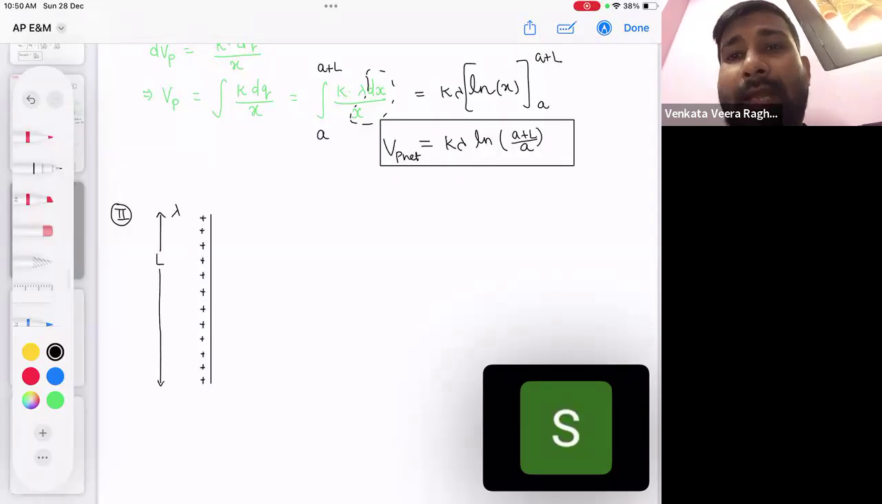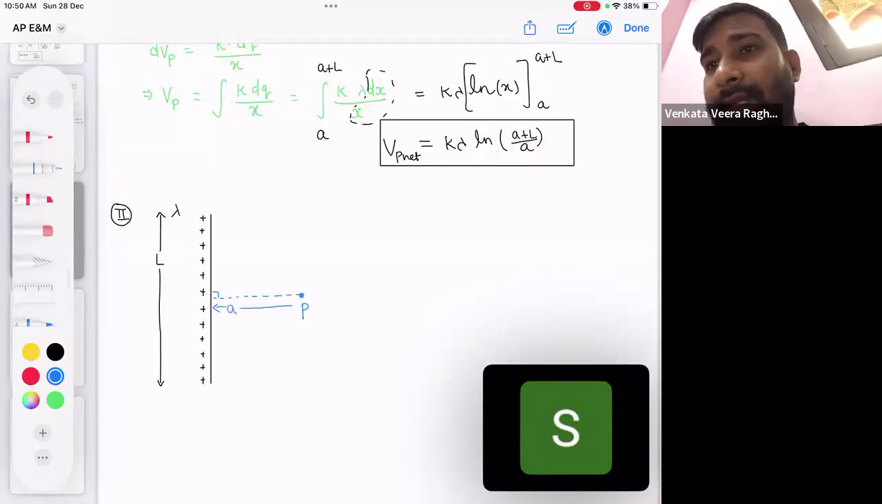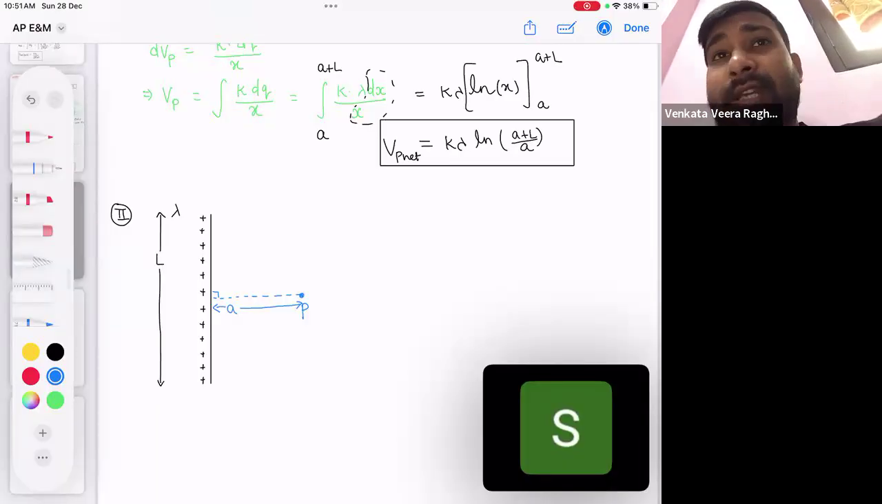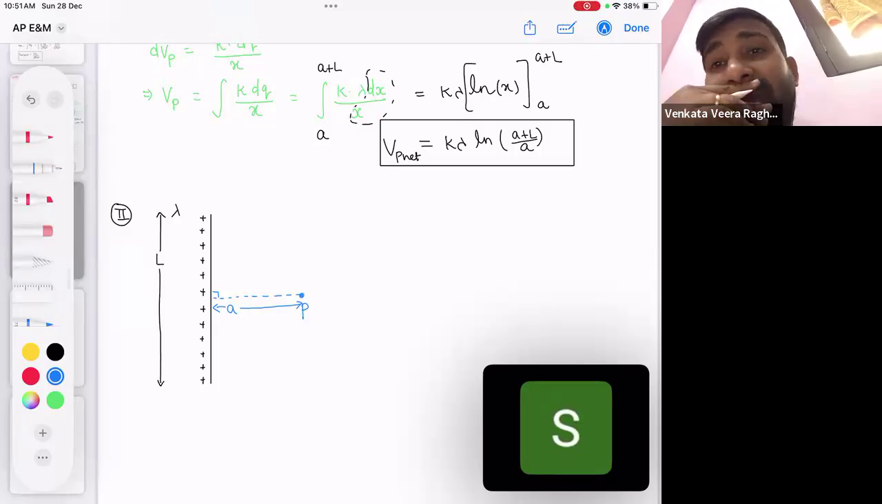And we want to calculate the potential at a point. This is the point P, and this distance is given as the perpendicular distance. Let's take the perpendicular distance as A. Understand what the perpendicular distance is? It is given to us in the question. The point is not along the wire now. The point is perpendicular to the wire.